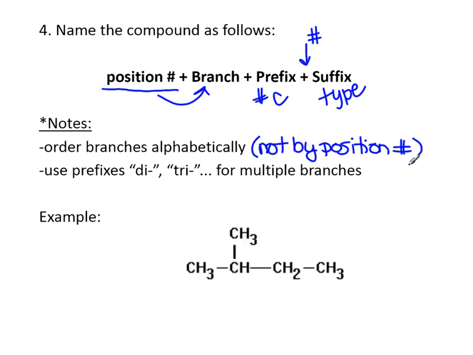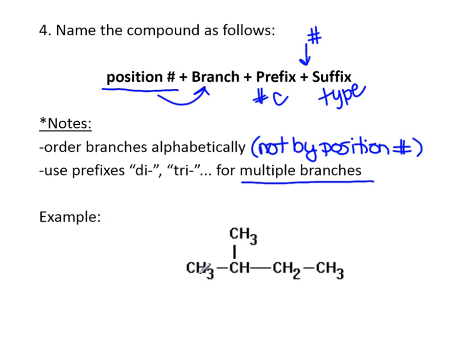Another example, what if you have multiple branches or even multiple groups? You can group them together with their position numbers and use the prefixes like di, tri, tetra, and so on, if that's a possibility. And again, we'll take a look at some of those as we go on. So let's start with a basic example.